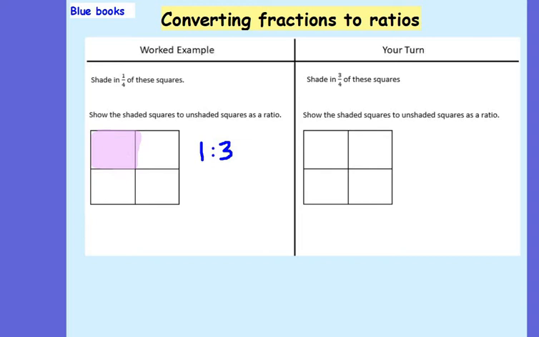Okay, Year 8, in your dark blue books, can you have a go at the example on the right hand side? Pause the video for a minute and have a go at that now, please.